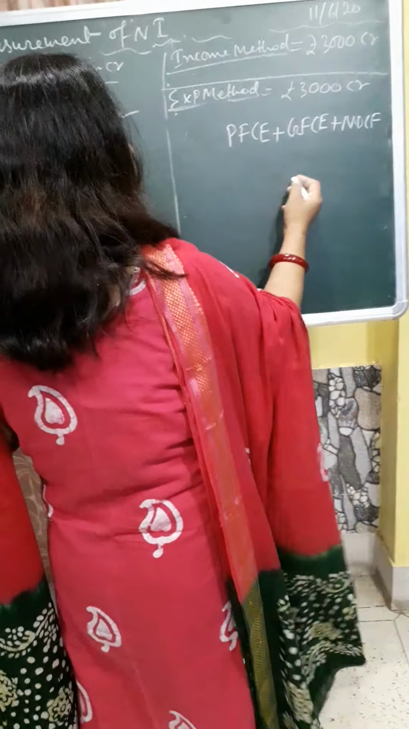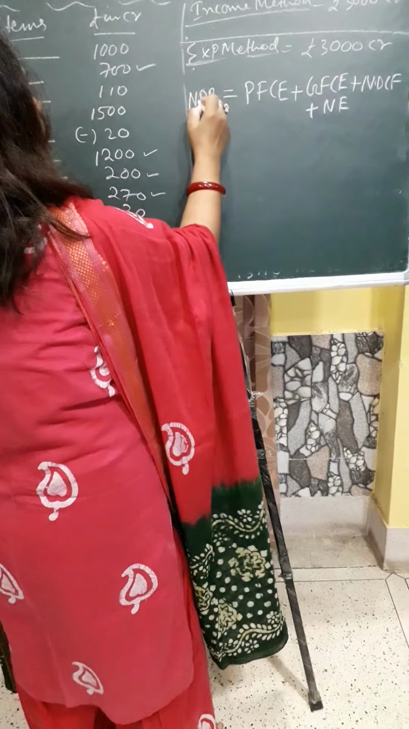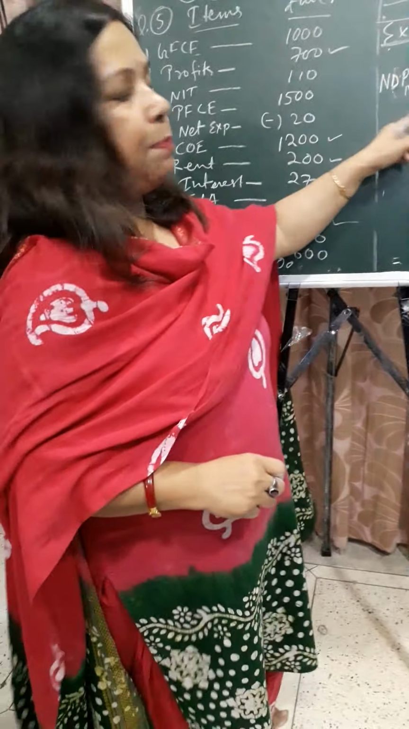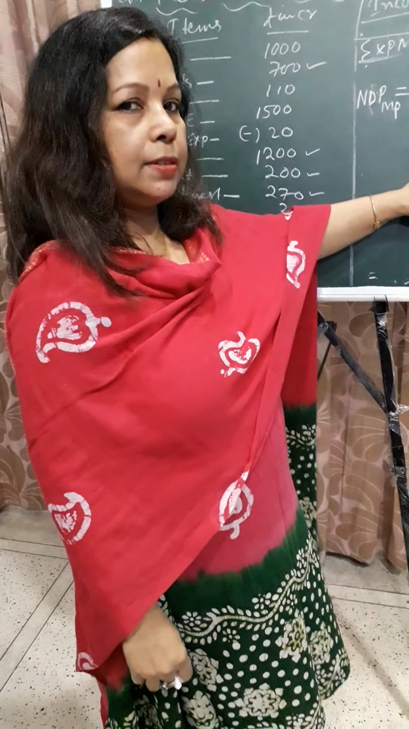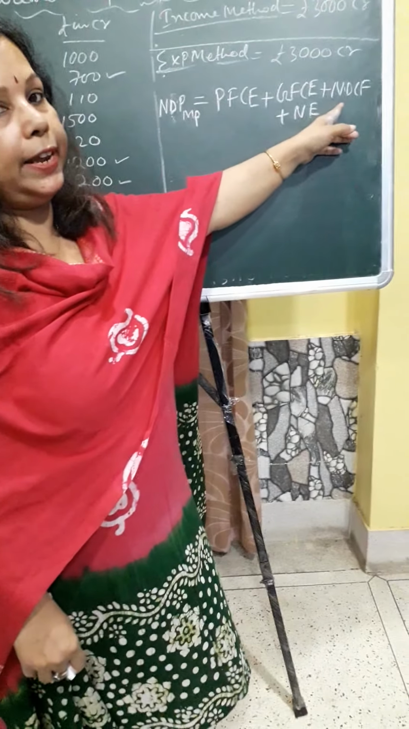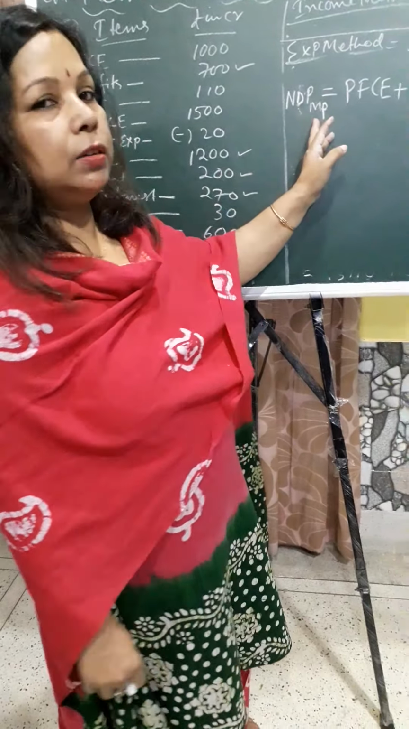Then you write here NDPMP. Clear? When such a situation arises, you write NDPMP, not GDPMP, because net is included and depreciation is outside, so gross domestic product is not written here. Only NDPMP you write. Then with the help of NDPMP you can calculate national income, because here depreciation is not required.